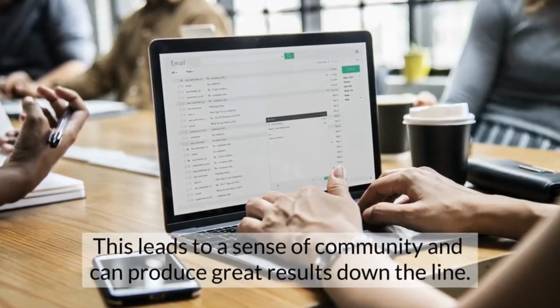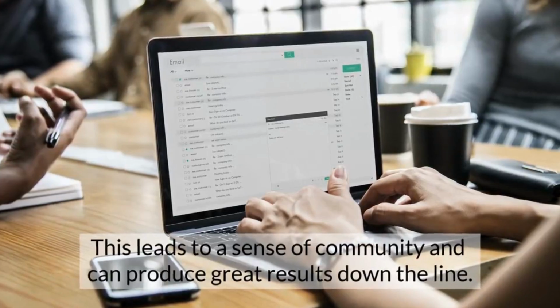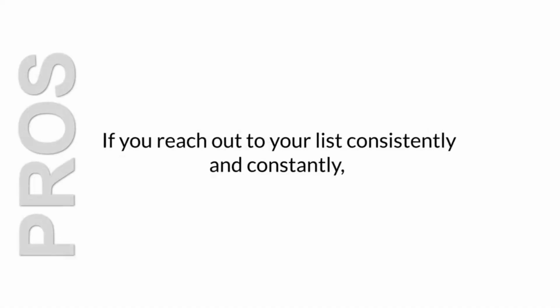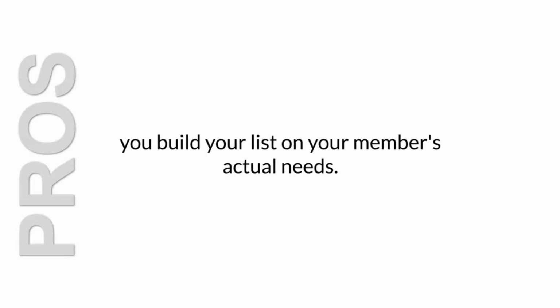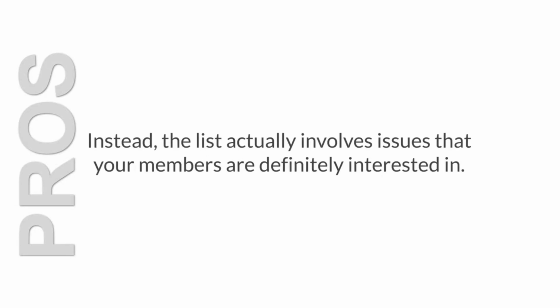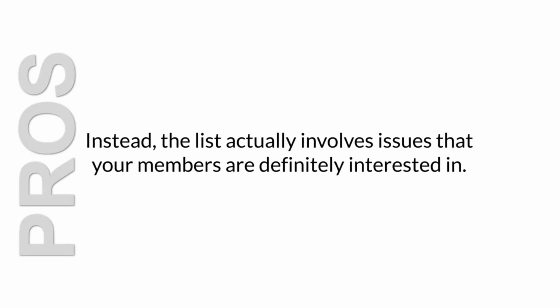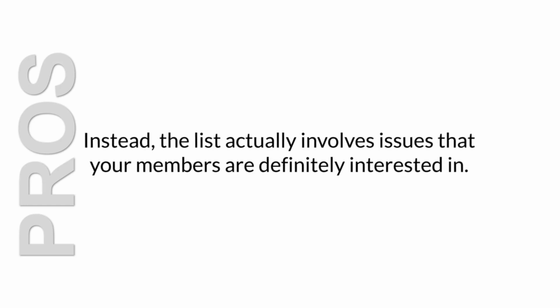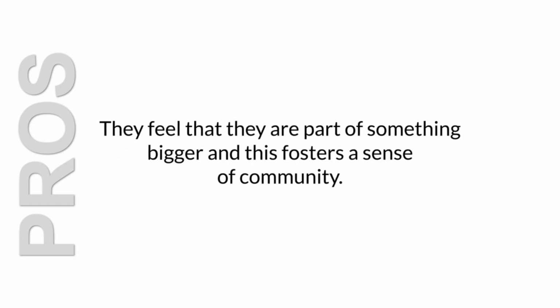This leads to a sense of community and can produce great results down the line. Advantages. If you reach out to your list consistently and constantly, you build your list on your members' actual needs. You're not operating out of theory. You're not simply copying what your competitors are doing. Instead, the list actually involves issues that your members are definitely interested in. This increases chances that people would emotionally buy into your list. They feel that they are part of something bigger, and this fosters a sense of community.